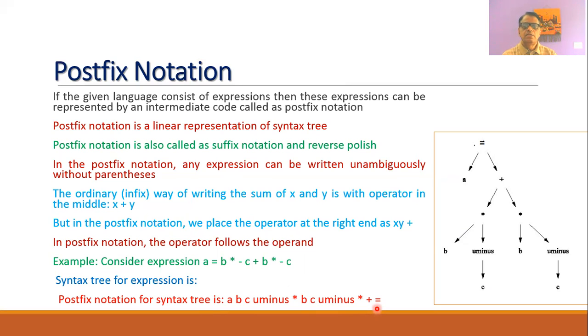So as I told you, in the postfix form of the notation, the operator is to be written after the operand. So this unary minus operator will be applied to C, and this star will be applied to B star minus C. And then this unary minus will be applied to C, and this star will be applied to B star minus C. And this plus operator will be applied to B star minus C plus B star minus C. And this assignment is applied to A equal to B star minus C plus B star minus C.